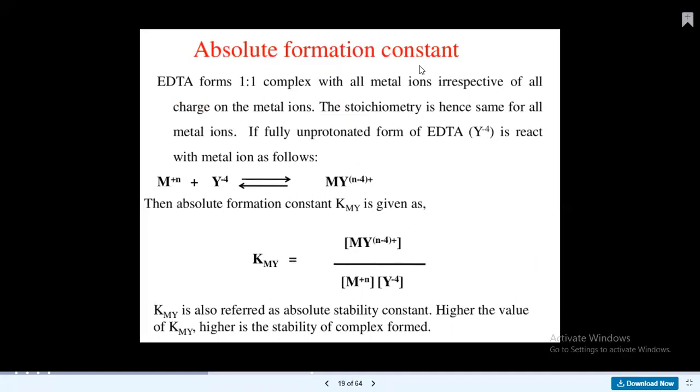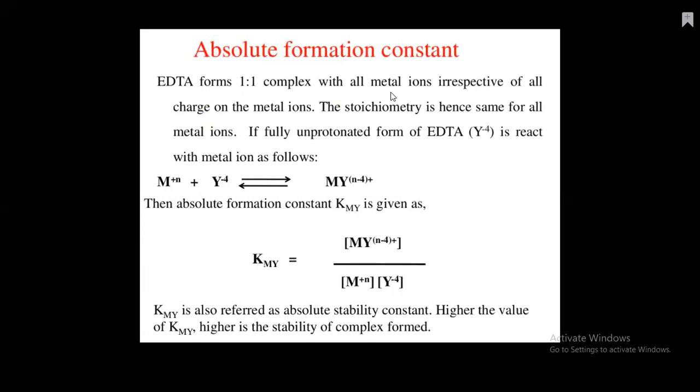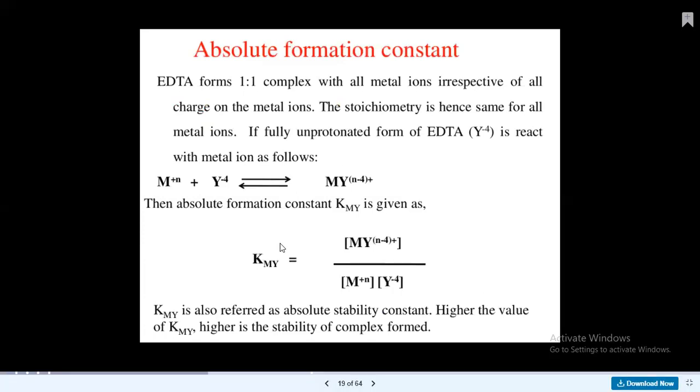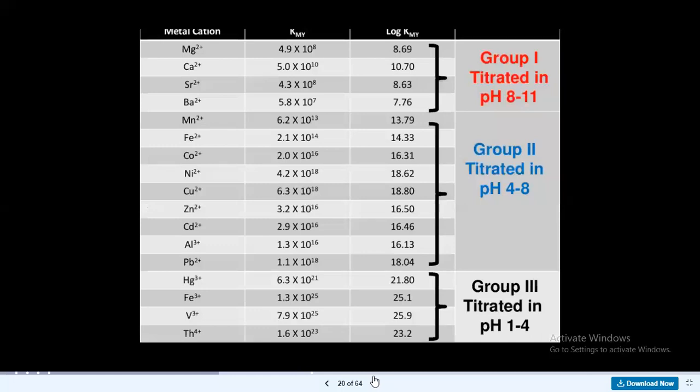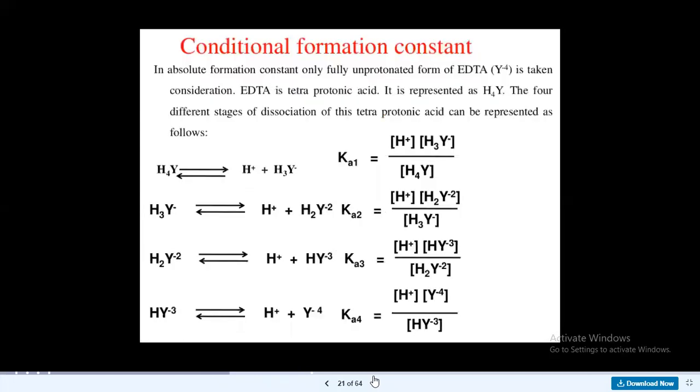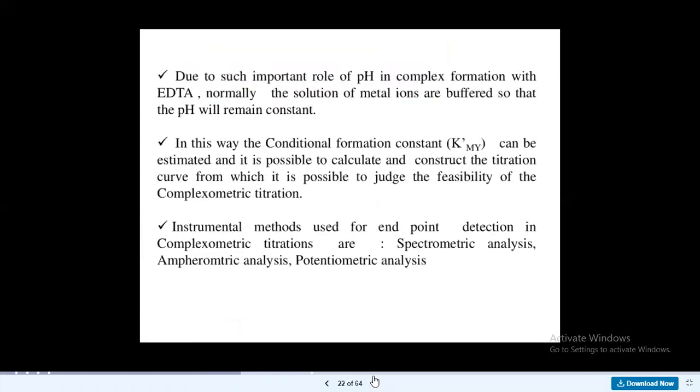Absolute formation constant: EDTA forms a 1:1 complex with all metal ions, and we need a very stable complex. So with the absolute formation constant, we can also find out the stability constant of the metal with the ligand by using this formula. No need to memorize the conditional formation constant, leave it. Due to such important ones, also leave this.